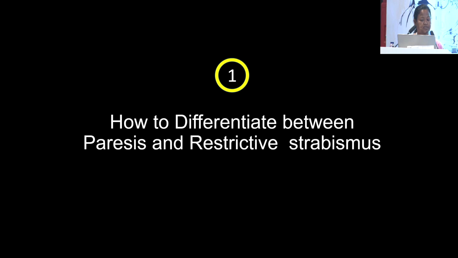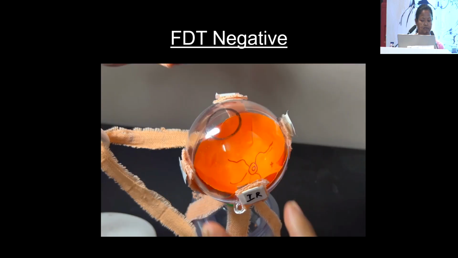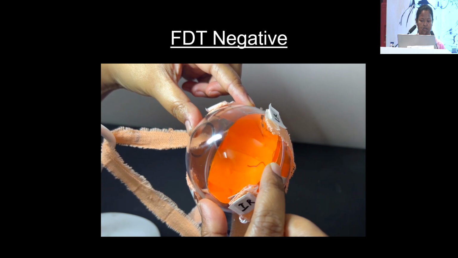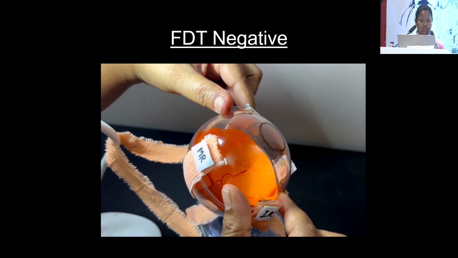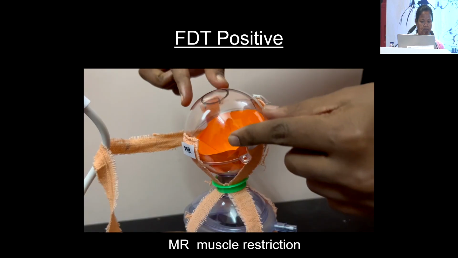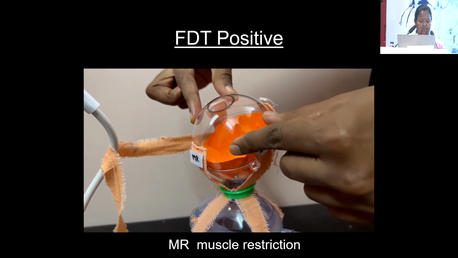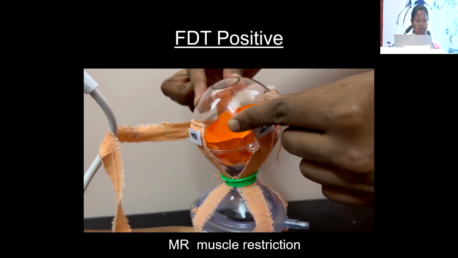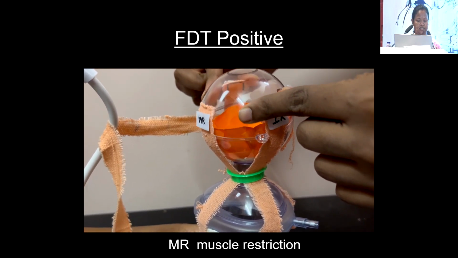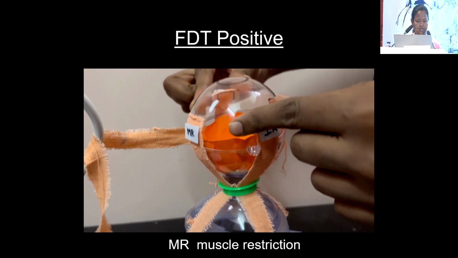First, how to differentiate between paralytic and spastic strabismus. Here we make the eye isotropic, and then test the movement of abduction and adduction. Here there is free movement, so the force duction test is negative. Second is MR muscle restriction. With adduction there is no restriction, but in abduction there is muscle restriction. So this is force duction test positive.